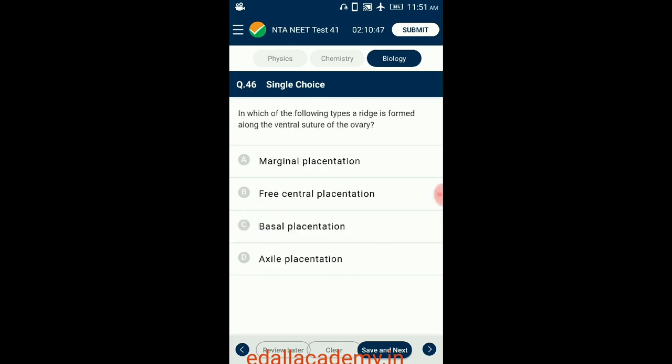Question number 46. In which of the following types is a ridge formed along the ventral suture of the ovary? In marginal placentation, the placenta forms a ridge along the ventral suture of the ovary and the ovules are borne on the ridge forming two rows as in P. So the answer for this question is option A, marginal placentation.